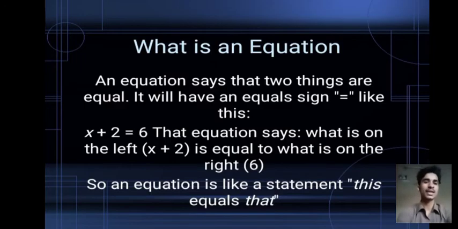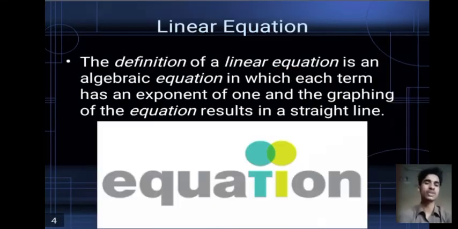Number first, what is an equation? An equation says that two things are equal. It will have an equal sign like this: x plus 2 equals 6. That is, an equation says what is on the left is equal to what is on the right. So an equation is like a statement: this equals that.